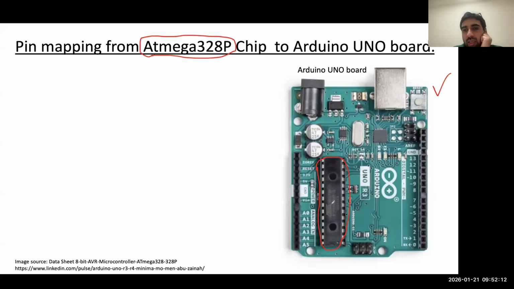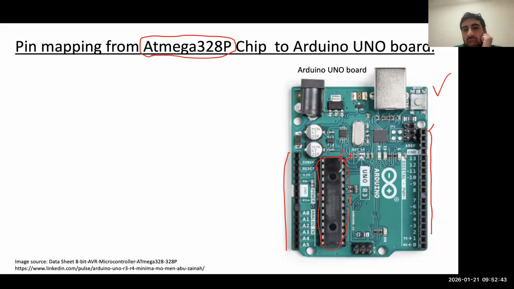Now the thing is, this board has its own pins, all of these pins here, and also on the left side and the right side. So these are Arduino Uno board pins. But the chip itself also has its own pins. These two sets of pins are different: the naming of the pins on the board and the naming of the pins on the chip are different.